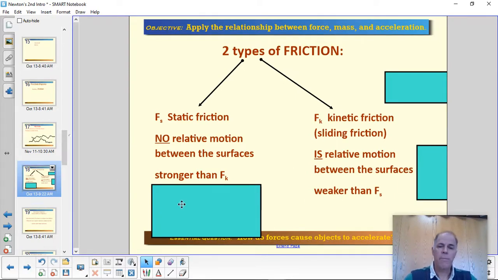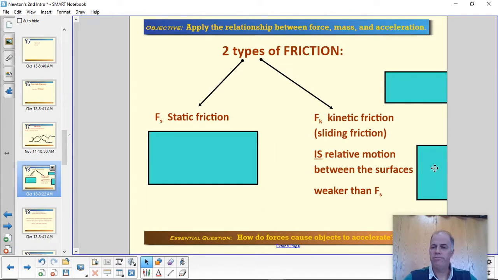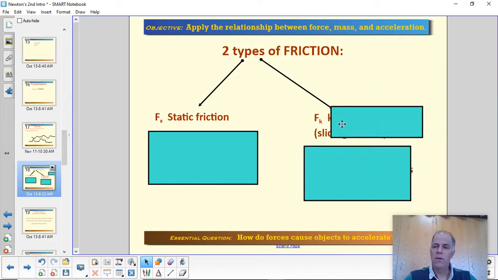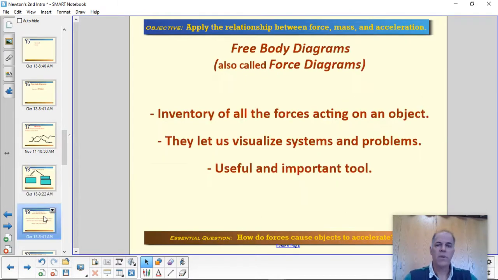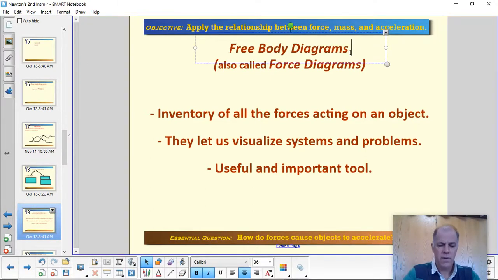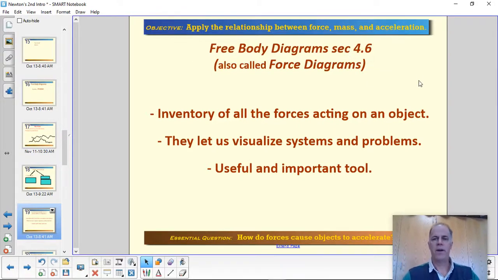Okay, all right, so that brings us to free body diagrams. This is in section 4.6, I believe, of your book. Yes, 4.6. I should write that up here. Section 4.6. There we are. That's nice. Free body diagrams.